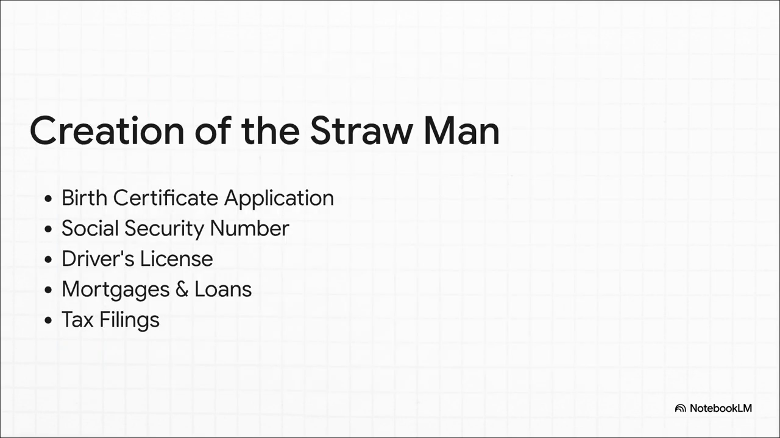So where does this entity even come from? Well, the theory points directly to these key state-issued documents. It's argued that when you apply for something like a birth certificate, a social security number, or a driver's license, you're unknowingly creating this commercial entity, the straw man, which the state can then contract with, regulate, and control.